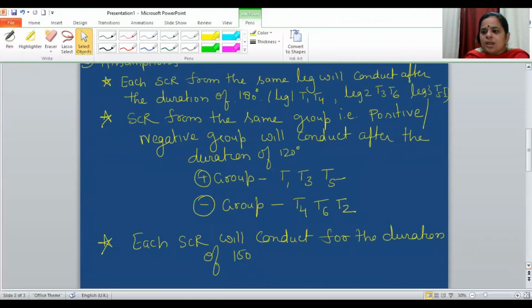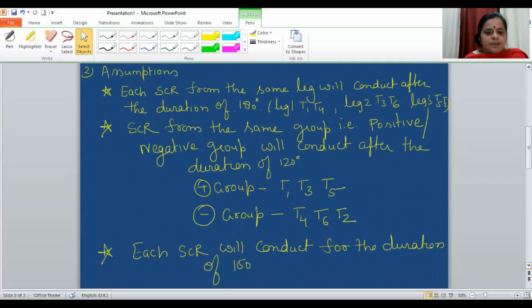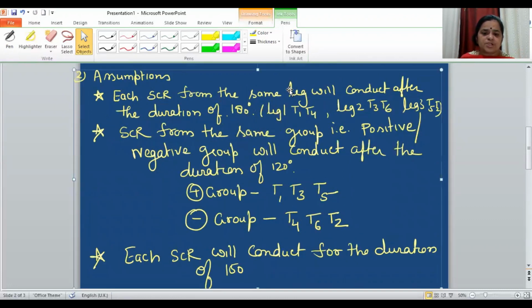Now let us talk about the next topic, that is assumptions. As far as the assumptions are concerned, there are 3 assumptions. Each SCR from the same leg will conduct after a duration of 180 degrees. That means leg 1 has T1, T4. If T1 starts conducting at 0, T4 can only start conducting at 180. So this is the first assumption.